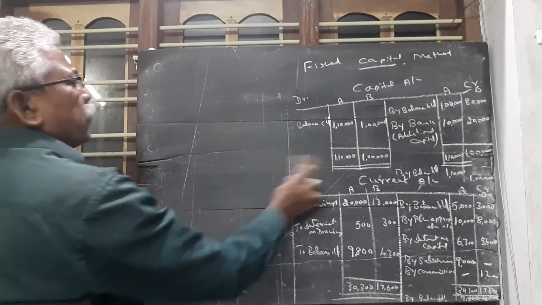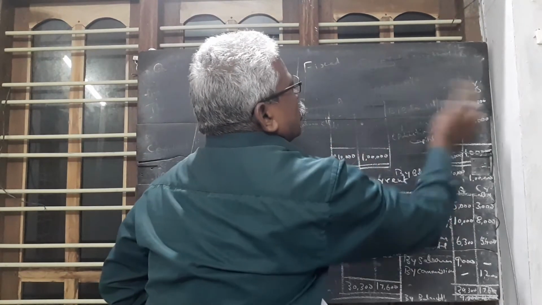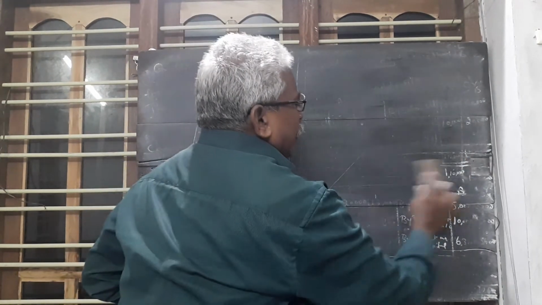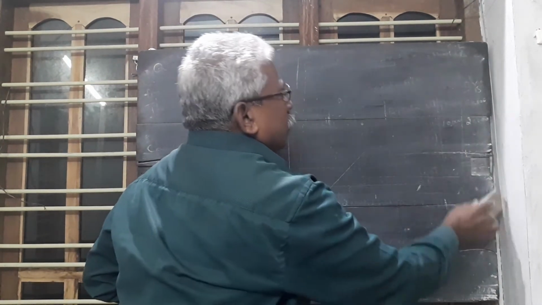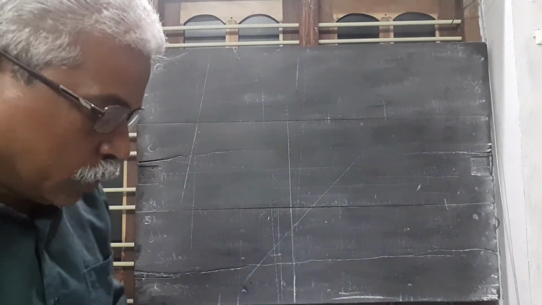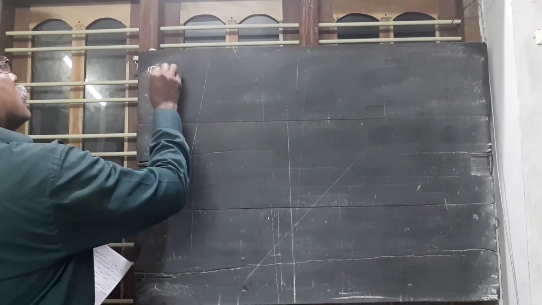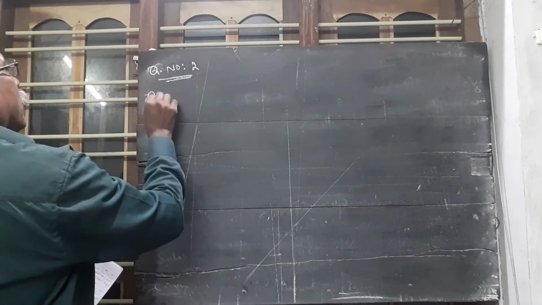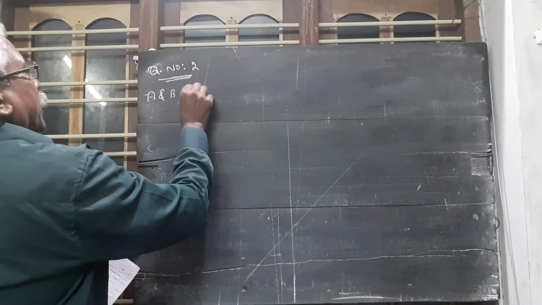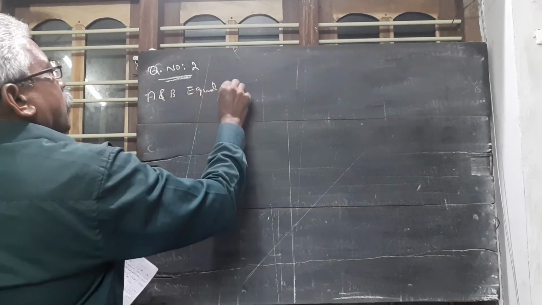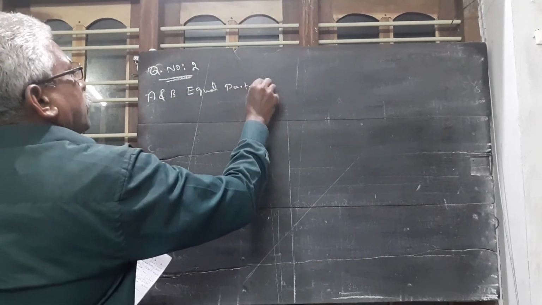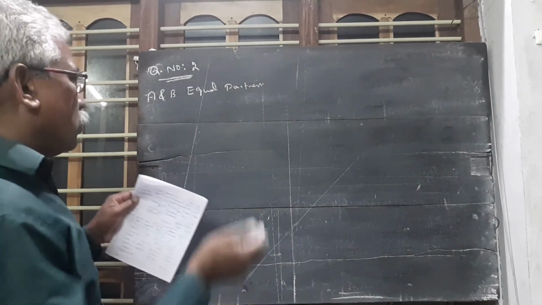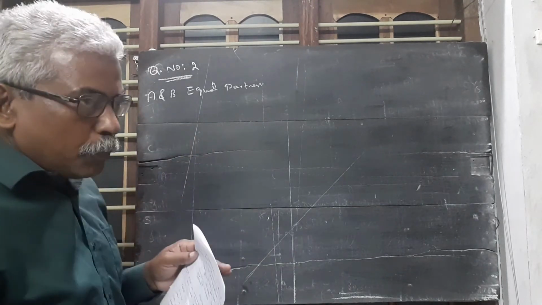When the capital is fluctuating, what is the procedure to solve the question? We try to complete one more problem. Question number 2. A and B are equal partners. Equal partners means they share profit and losses equally. That means 50% goes to A, 50% goes to B.